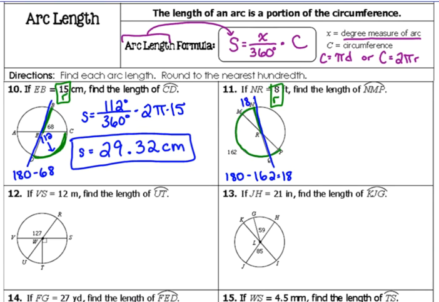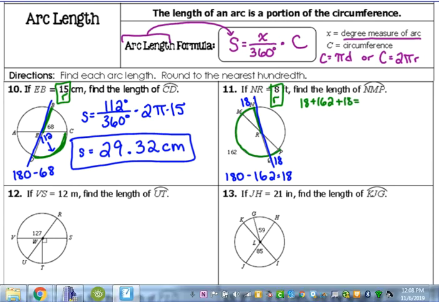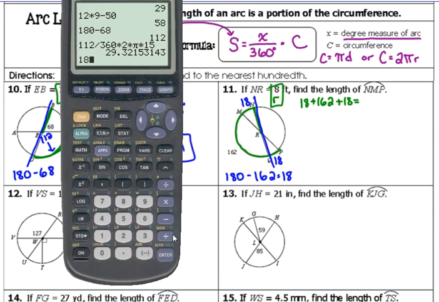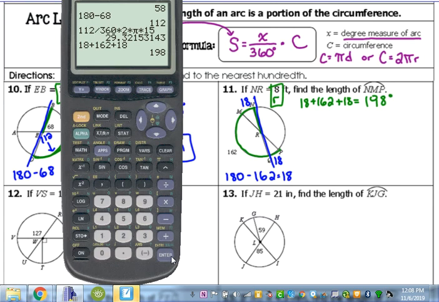We have vertical angles, so that arc from Q to P is also 18. So if we add those all together, 18 plus 162 plus 18, that is the degree measure of NMP. 198. Okay, again, that's the degree measure. We want the actual length.